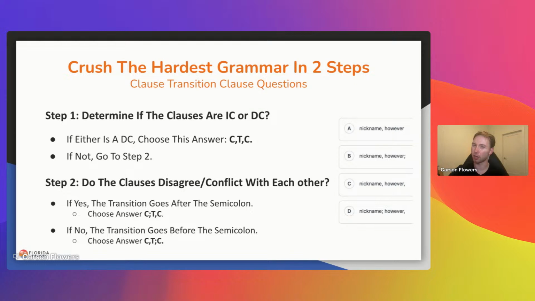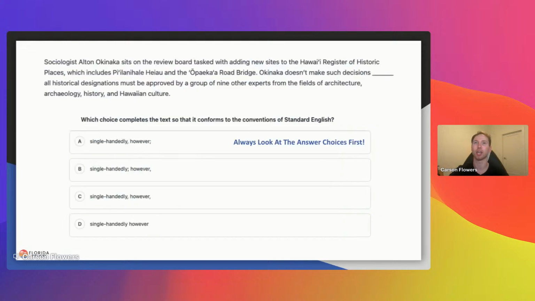This is going to be a lot clearer with this example. So once again, always look at the answer choices first. If you see a noun and then a disagreeing transition, so in this case, single-handedly and however, we know to determine if either clause is a dependent clause, then that'll tell me it would probably be choice C. But if neither, I need to ask myself, do they disagree or conflict? So let's go ahead and do that.